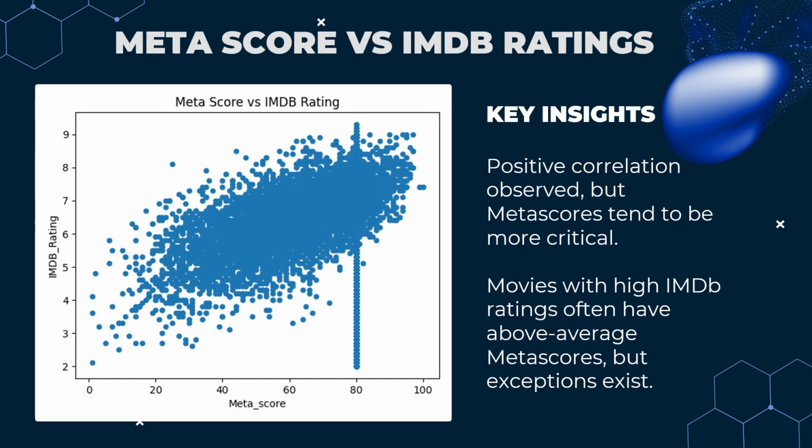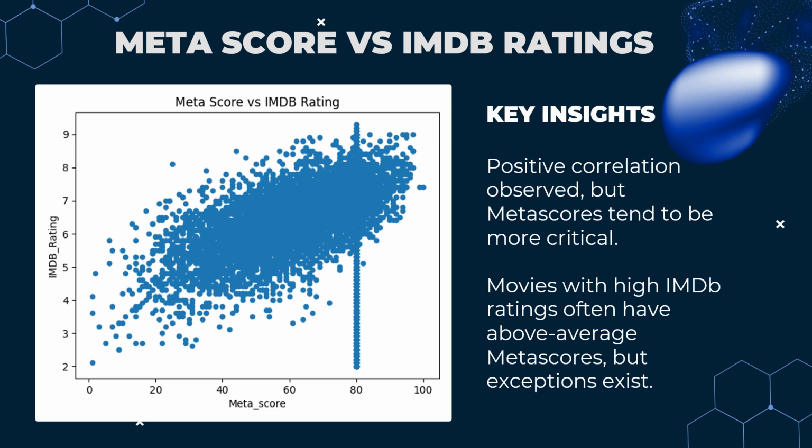This slide presents a scatter plot comparing Metascores and IMDb ratings. Looking at the plot, we observe a positive correlation. Higher Metascores generally align with higher IMDb ratings. However, Metascores appear to be more critical, often rating movies lower than IMDb users.